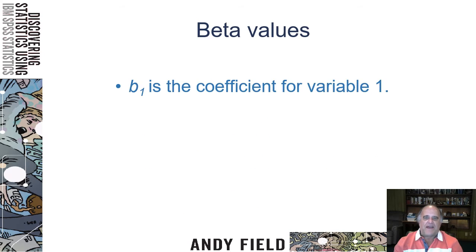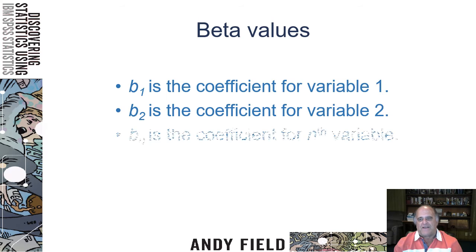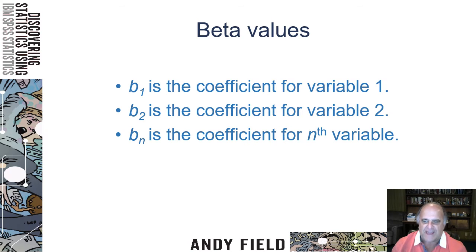Then again, you have beta values. Again, I don't like the use here of beta values because I think betas refer to the standardized values, but as long as you understand he's talking about really the unstandardized b's, the little b's. And so little b1 is the coefficient for variable 1. Little b2 would be the coefficient for variable 2. And little bn would be the coefficient for our nth variable, however many variables we're including in our model.